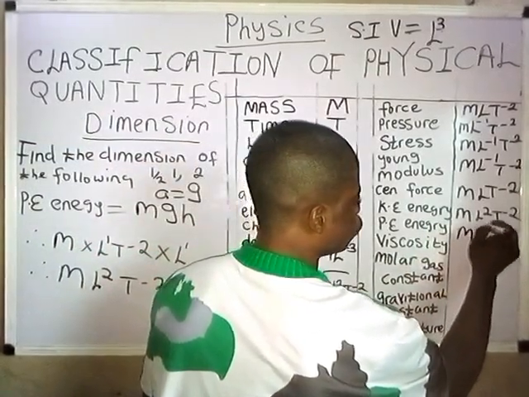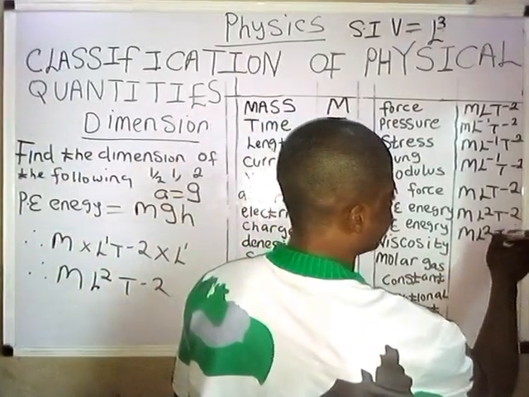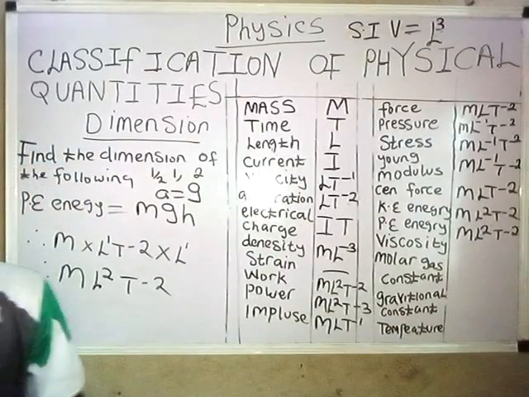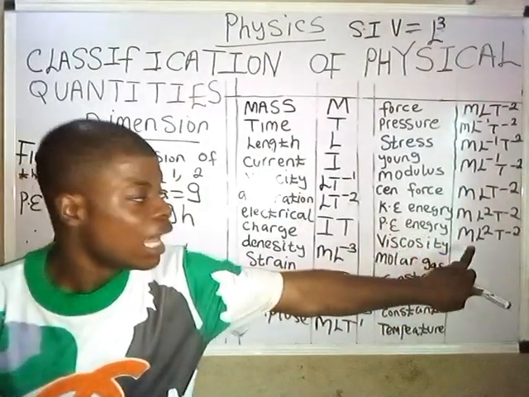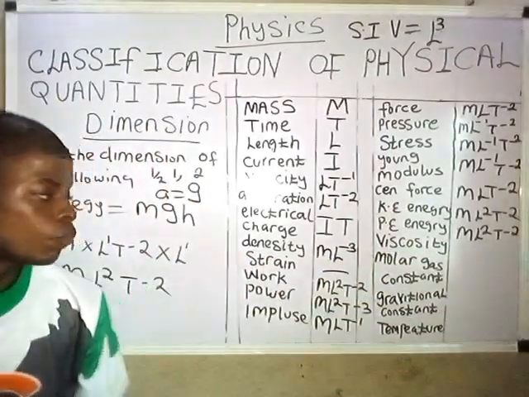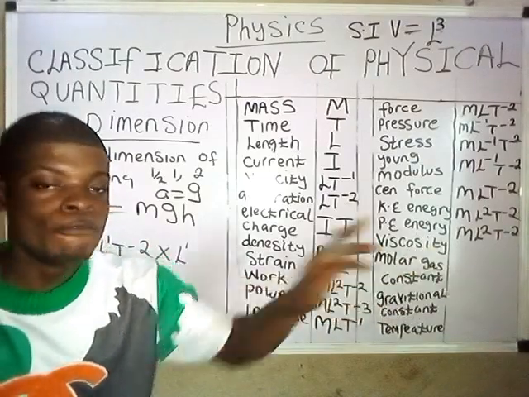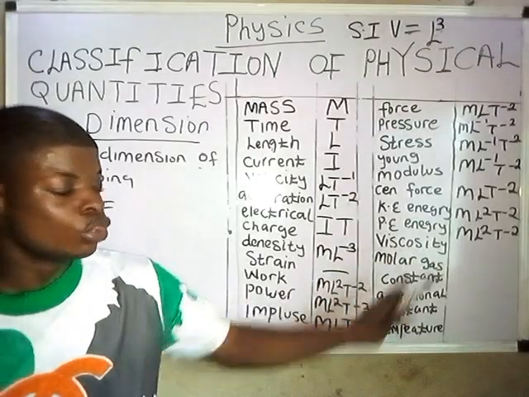L^2 T^-2. So looking at it, you can see that kinetic energy and potential energy have the same dimension. That must be noted. So let's look for the dimension of viscosity. Okay guys, so let's look for the dimension of viscosity.